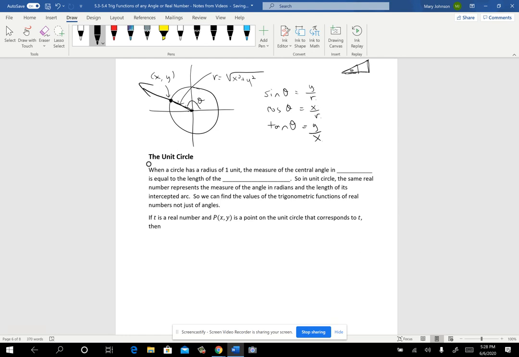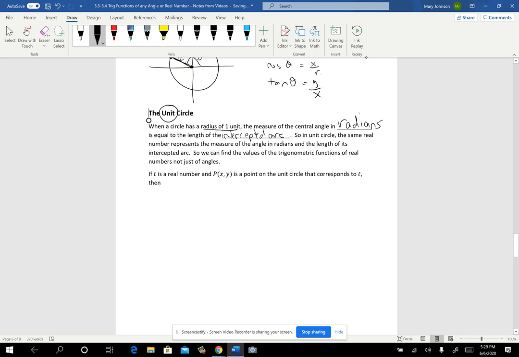So here's what we're gonna do. We're gonna look at a circle that has a radius of 1 unit. That's what makes it called a unit circle, right? What's really good about that is the measure of the central angle in radians, if you're measuring the angle in radians, turns out to be equal to the length of the intercepted arc, okay?